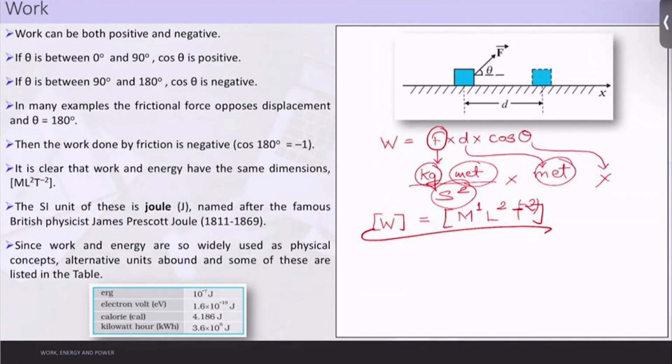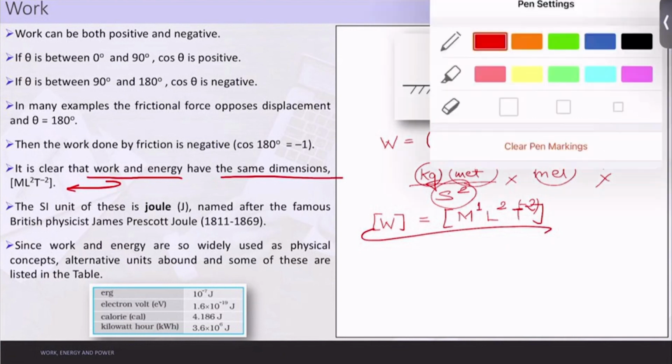You will understand work and energy in subsequent classes, and we will understand about energy in the subsequent classes. For now, we are just referring here that work and energy both have the same dimensions, which is nothing but M L2 T minus 2. Okay, fine.